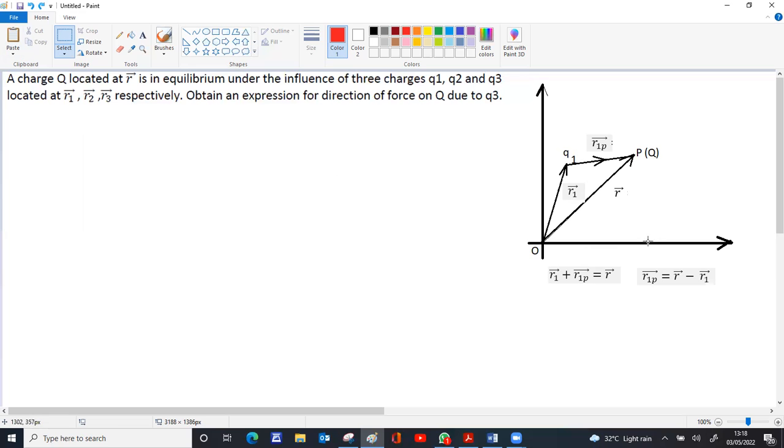Similar to that, if you have another charge Q2 at a distance R2, the direction between Q2 and P, R2P, can be written as R minus R2. And for a third charge Q3, R3P can be written as R minus R3. R2P is R minus R2. R3P is R minus R3. The last two are exactly similar to the first one.